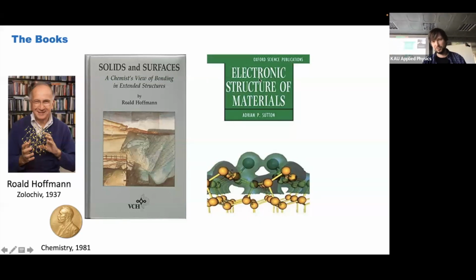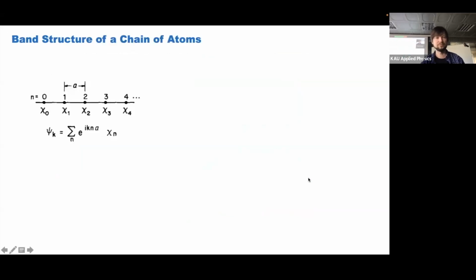And Electronic Structure of Materials by Adrian Sutton is also a good book. Solids and Surfaces is like a chemist's view of bonding. You will not find a lot of mathematics there. You will find a lot of pictures, bonds, connections, and other things. But Electronic Structure of Materials is a book for physicists, written with a lot of formulas, but they are also useful.